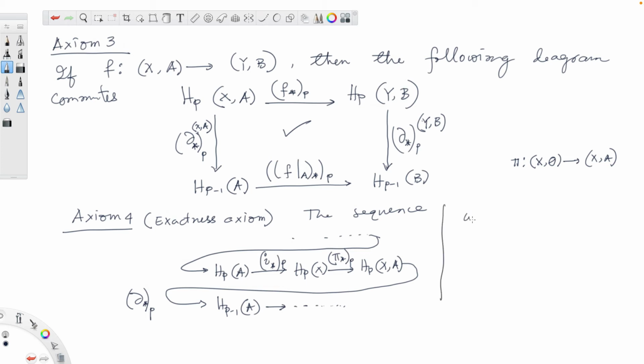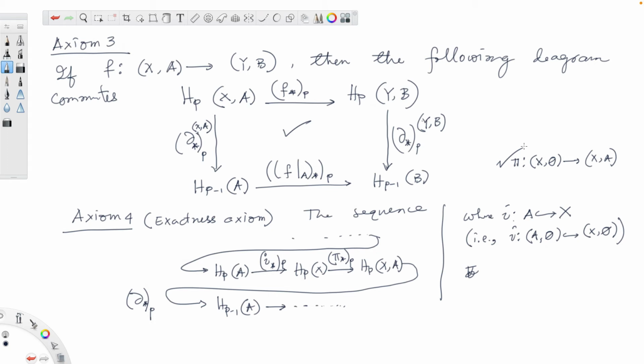So here I is the ordinary inclusion, the canonical inclusion of the subspace A in the topological space X, or if you want to see it in terms of pairs, it's nothing but the inclusion of the pair A comma empty space into X comma empty. Okay, and pi is this inclusion.